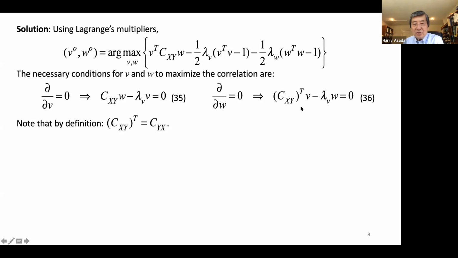If you are not so sure about this type of differentiation of a scalar quantity with respect to a vector, just go back to the component-wise differentiation, get the result for each component, and then put them together. You get these vector-matrix forms.